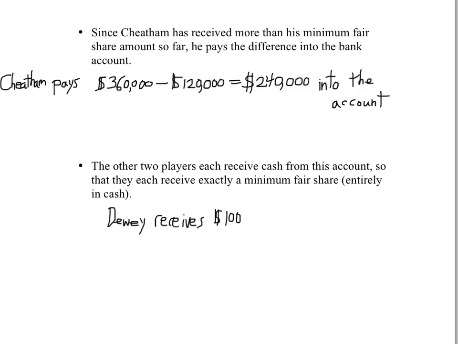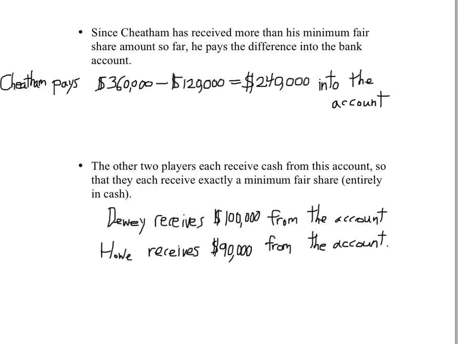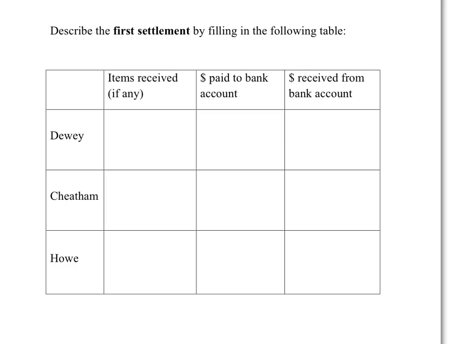Dewey will receive $100,000 from this very bank account that Cheatham just paid into. Howe will receive $90,000 from that same bank account that Cheatham just paid into. What we've just done is to work out what's called the first settlement of this distribution. So we can record what we've done by writing down for each player what items they've received, how much money they've paid into the bank account, if any, and how much money they've received from the bank account, if any.